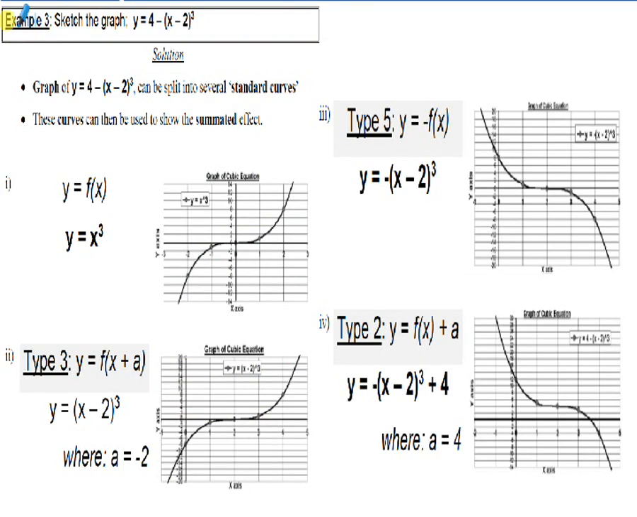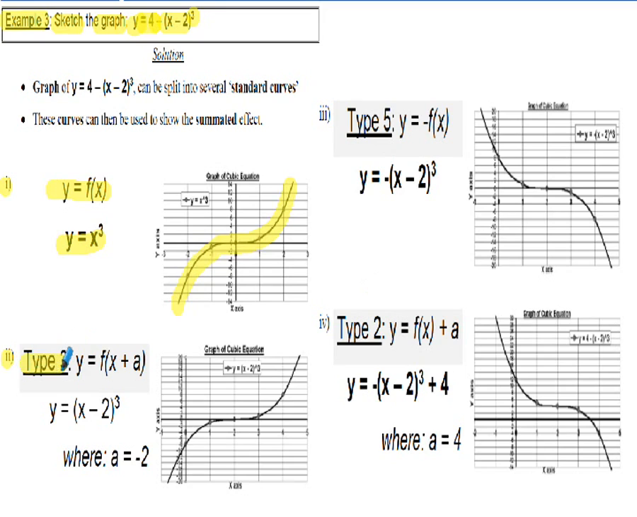Here is the solution to example 3. We were asked to sketch the graph of y is equal to 4 minus, in brackets, (x minus 2) all cubed. So in step 1 of this solution, y equals function of x, we start with y is equal to x cubed. This is plotted on the curve on the right hand side.